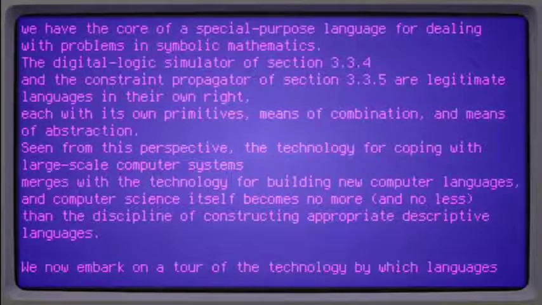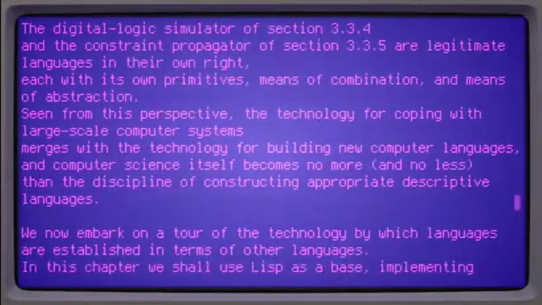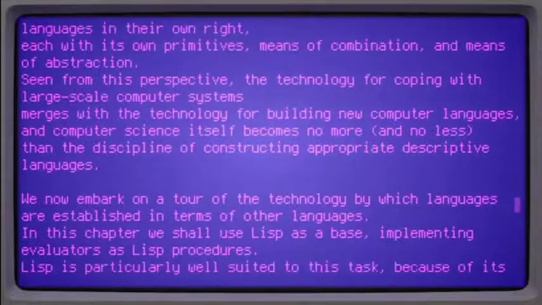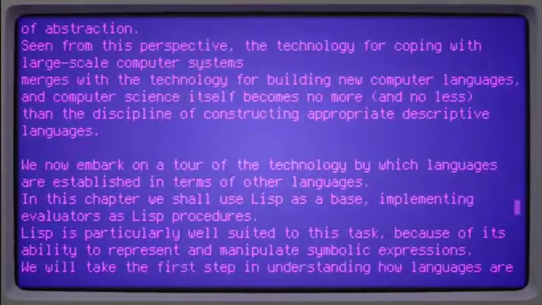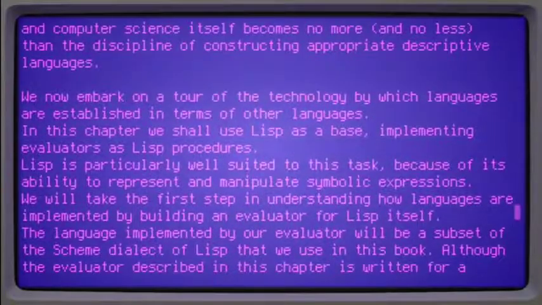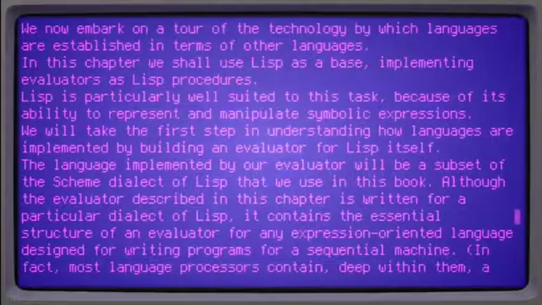section 3.3.5 are legitimate languages in their own right, each with its own primitives, means of combination, and means of abstraction. Seen from this perspective, the technology for coping with large-scale computer systems merges with the technology for building new computer languages, and computer science itself becomes no more, and no less, than the discipline of constructing appropriate descriptive languages.